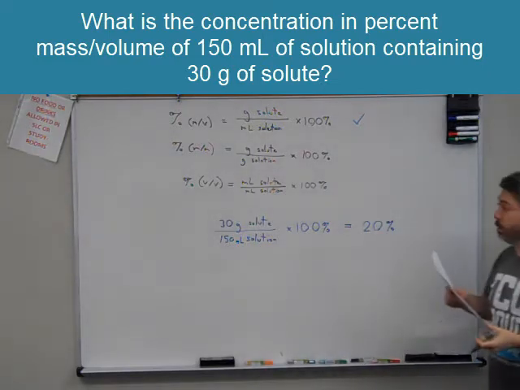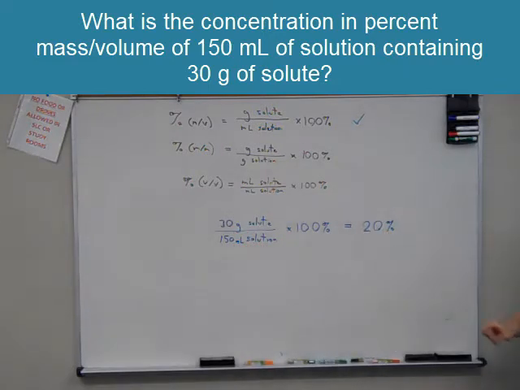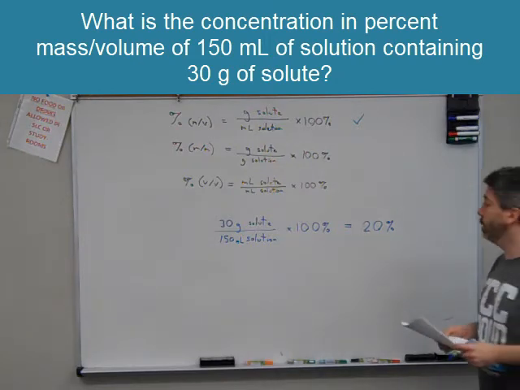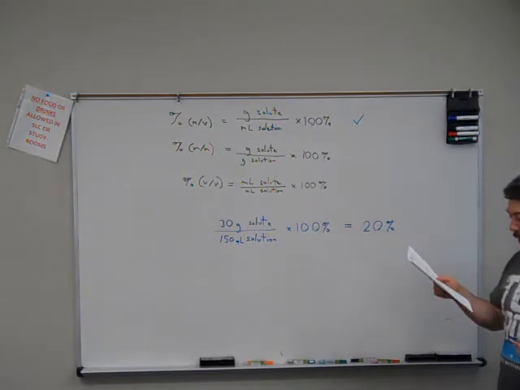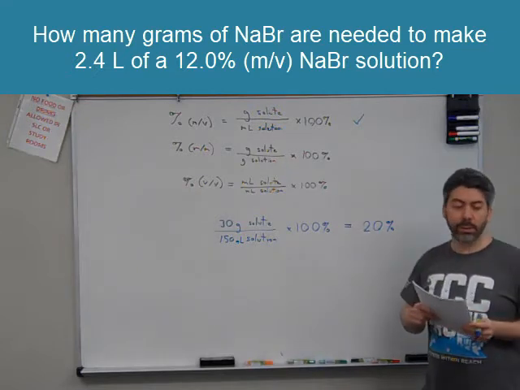Strictly speaking, in this case this is only one significant figure, so your answer would only have one significant figure, although generally you would have more than one significant figure as an answer to one of these questions. Now it says, how many grams of NaBr are needed to make 2.4 liters of a 12% mass volume sodium bromide solution?